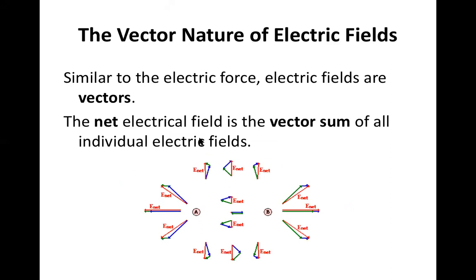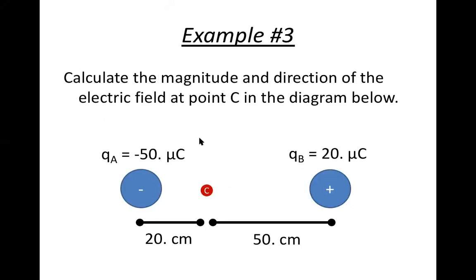So the vector nature of electric fields is similar to the electric force. Electric fields are vectors, and the net electric field is the vector sum of individual electric fields. So for example, calculate the magnitude and the direction of the electric field at point C in the diagram below. Now point C, if it was placed here as a positive test charge for this negative, it would move there with a certain force because of its electric field strength.